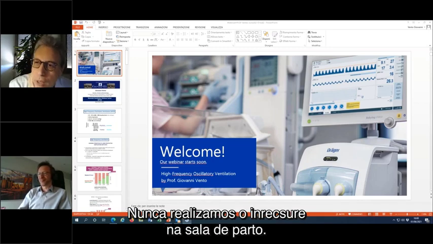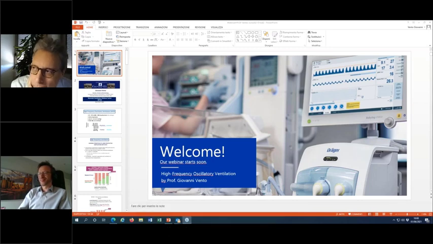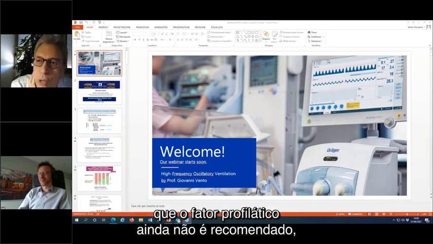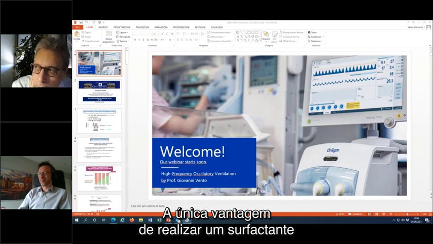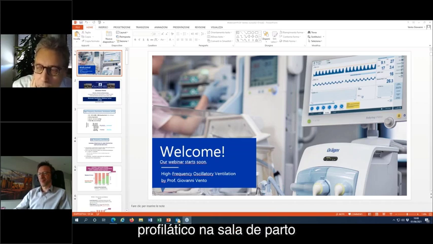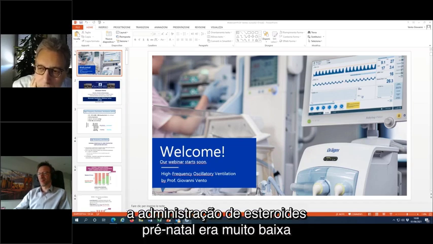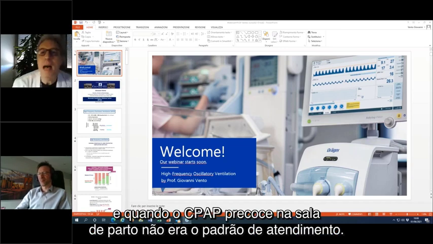We never performed InSurE in the delivery room. The last Cochrane review suggested that prophylactic surfactant is not recommended because it is accompanied by an increased risk of mortality and BPD. The only advantage of prophylactic surfactant in the delivery room was in a previous era, when prenatal steroid administration was very low, and when early CPAP in the delivery room was not standard of care.